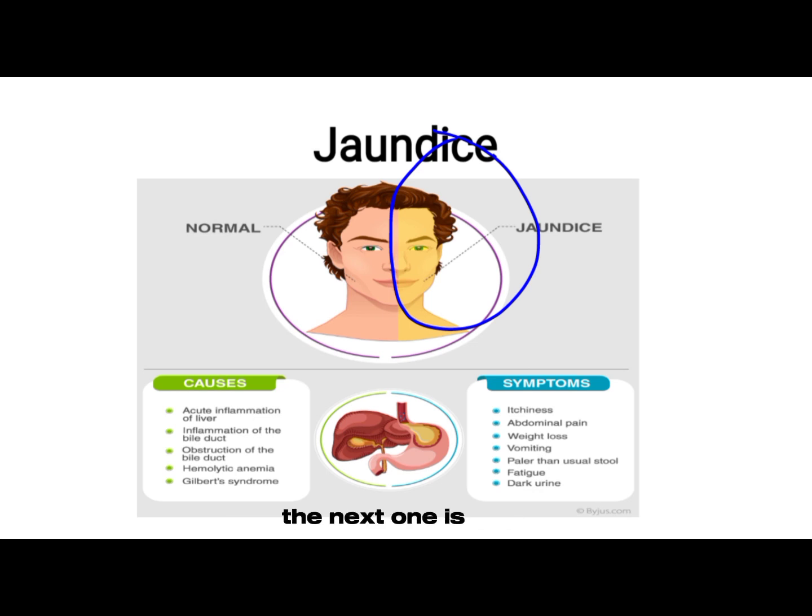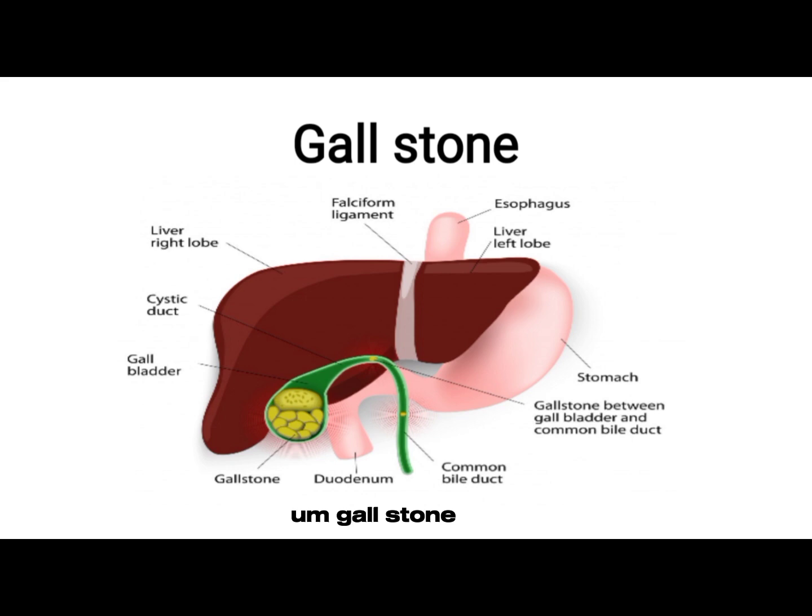The next one is gallstone. Just like we talk about kidney stone, gallstone is also a crystalline growth that is formed within the gallbladder, and that is caused by the accumulation of bile components. I told you about the bile components. I said they are minerals, they are toxic substances, and they are also the product of hemoglobin. When hemoglobin is broken down, it produces bilirubin.